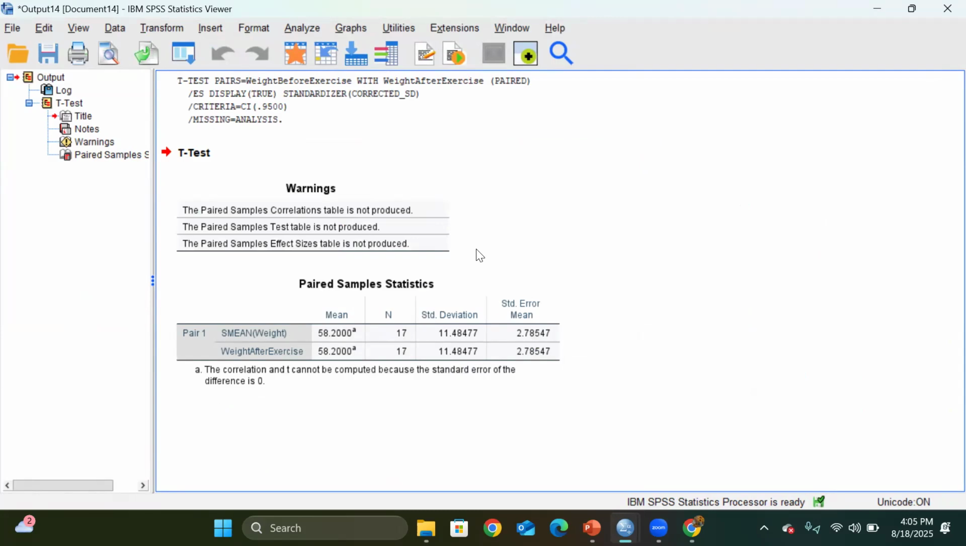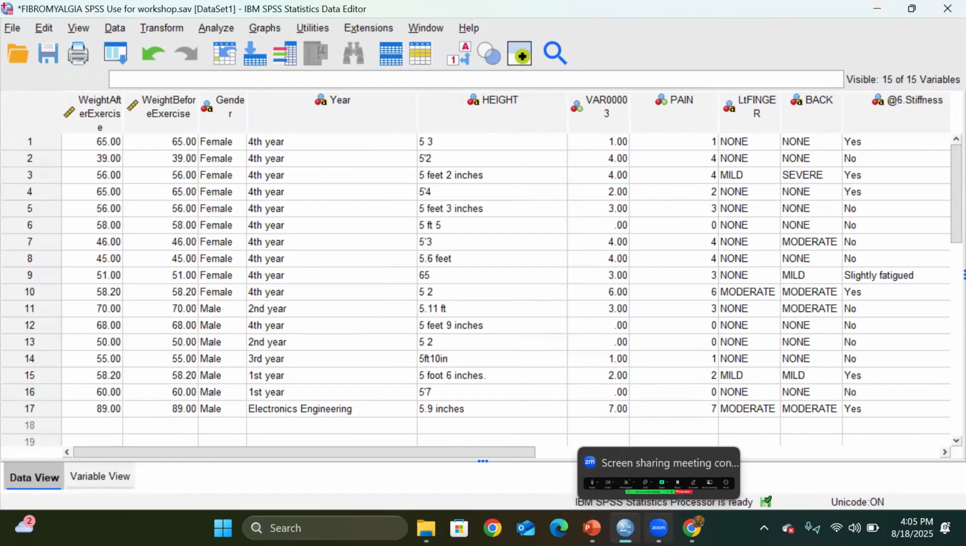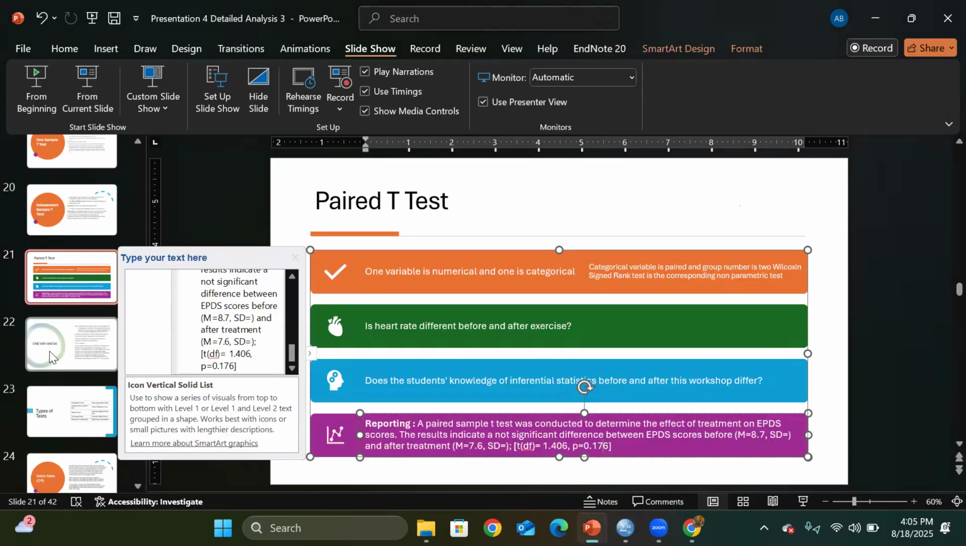It's saying that because the data is completely the same, we were not able to run the correlation and the t-test, because the standard error of the difference was zero, since I just copied and pasted this data. Okay, so that is about the t-test. In the next session, we will be going through the ANOVA.